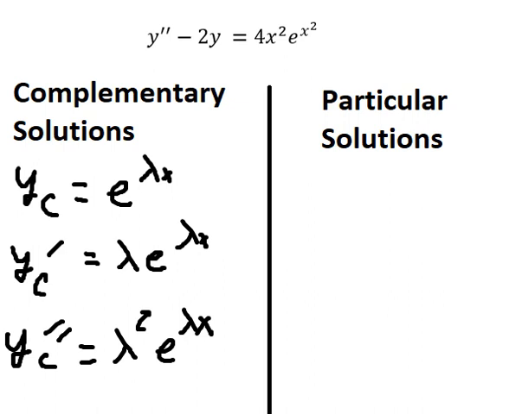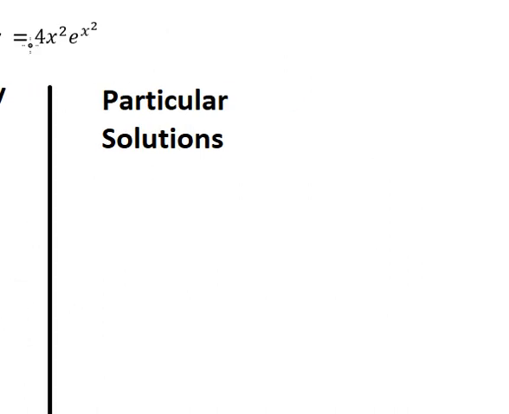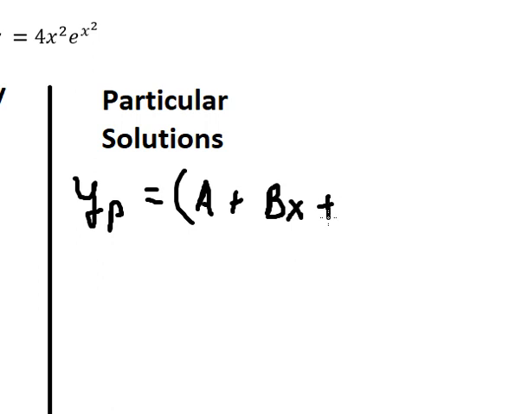And now we go to particular solutions. So we can see that we have 4s squared e to the power of s squared. So I will put yb, that is a plus bs plus cs squared, multiplied by e to the power of s squared. Because we have the highest power, that is s squared. So that's why we need to create it like this.